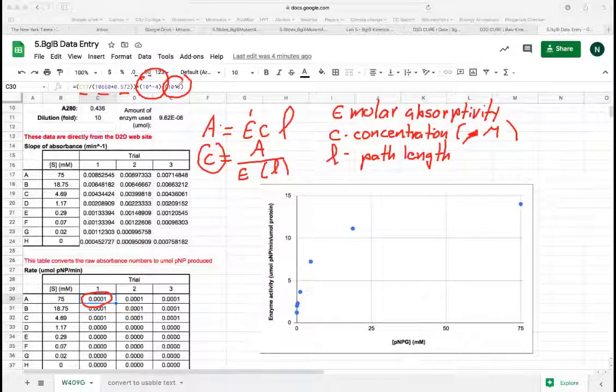Now there's one more step to go. I started with an absorbance, the slope of the absorbance, a change in absorbance over time, and now I've changed that to a change in micromoles of product per unit time. This was a change in absorbance per unit time. This is 0.0001 micromoles paranitrophenol per minute. So I've changed that from an absorbance to an absolute amount of paranitrophenol using Beer's law. There's one more step to go.